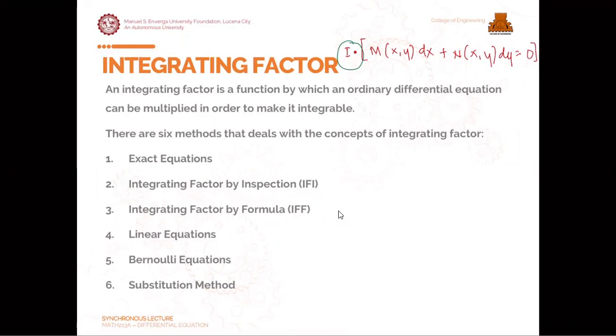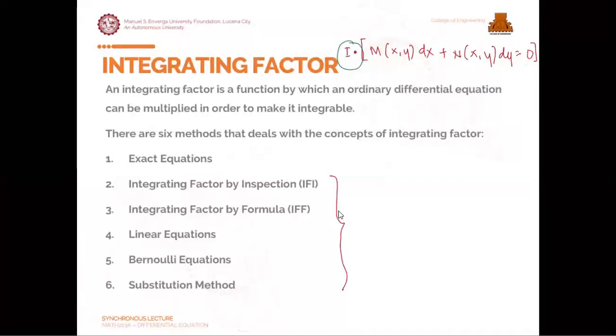So hopefully, ito yung ma-cover natin lahat sa semifinals. Okay? So for today, we will be discussing the first two muna. So yung exact equations and integrating factor by inspection. So yung first two. Then we have four more. Yung integrating factor by formula, linear equations, Bernoulli equations, and substitution method. Okay? So yung 2 to 5, ito talaga yung ginagamit na integrating factor na method, no?